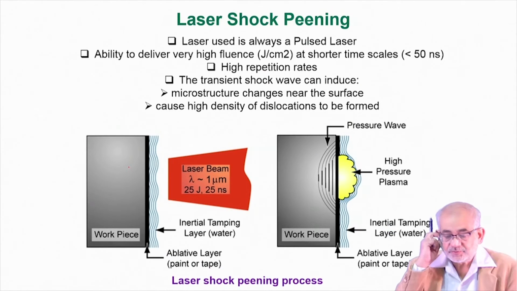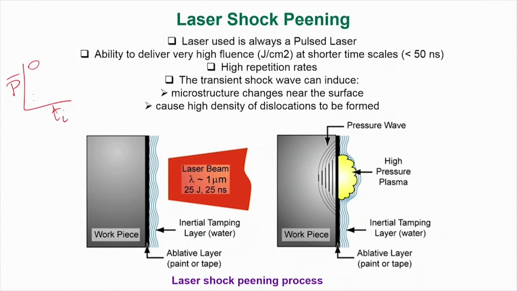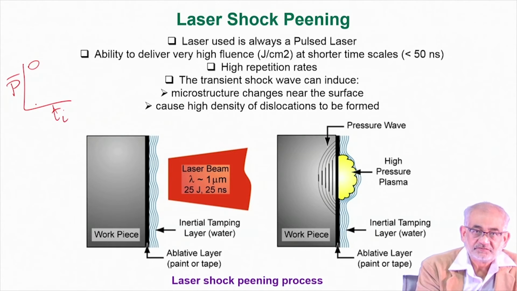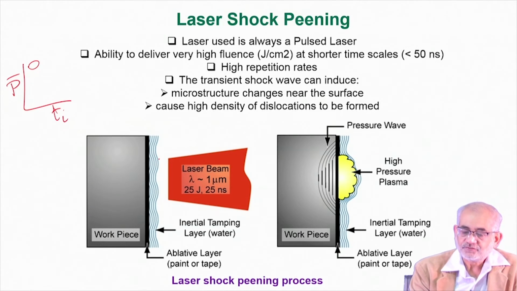Now, another very important process is shock peening. I told you that in terms of power density and interaction time, if you choose a region which is very high power density but very small interaction time, of the order of a few tens of nanoseconds, but your power density is megawatt per centimeter square or even higher, then in that short period of time, you actually can create a shock wave onto the surface.